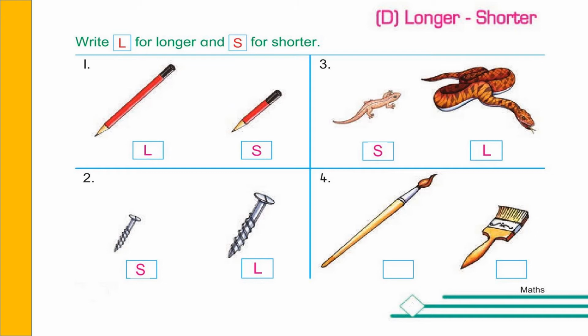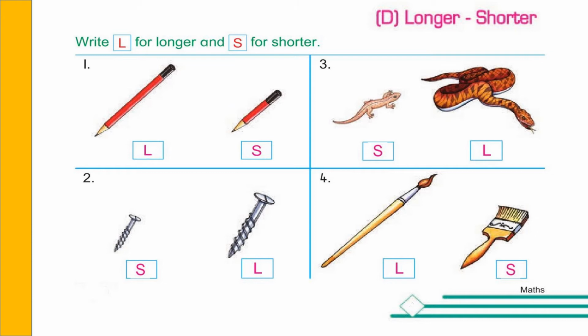Next, in the fourth question, I see brushes. Both are paint brushes, but one is short, one is long in length. So I see the left one is longer and the right one is shorter. If you keep them both side by side, you see the length from left to right, which is more in length, it is called longer. Which is short in length, it is called the shorter. So I have given L for the left one and S for the right one.